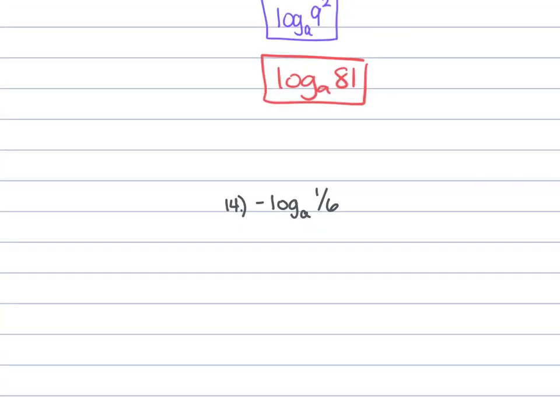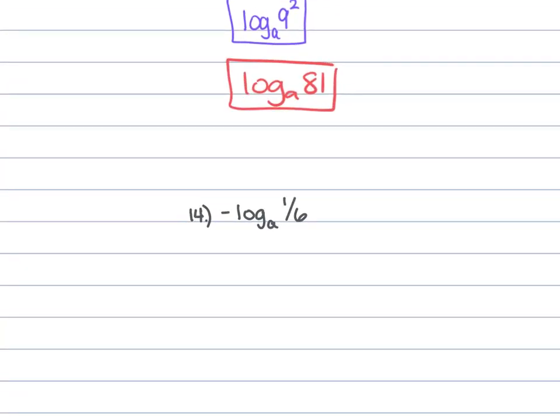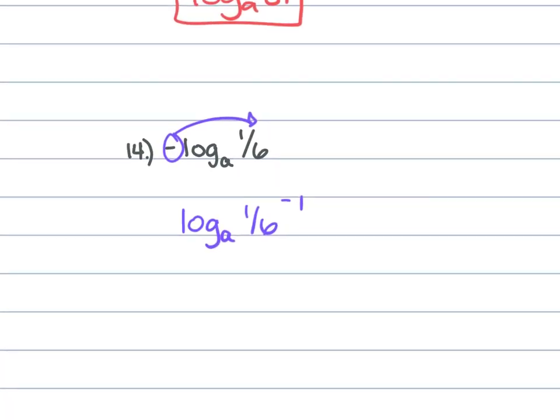For 14, you have a negative log a of 1/6. The negative is a negative 1. So this is log a of 1/6 to the power of negative 1. Now, you're not supposed to end with negative exponents, so technically this would be wrong. So you have to simplify that negative exponent and take the reciprocal of that 1/6 in order to get log a of 6.